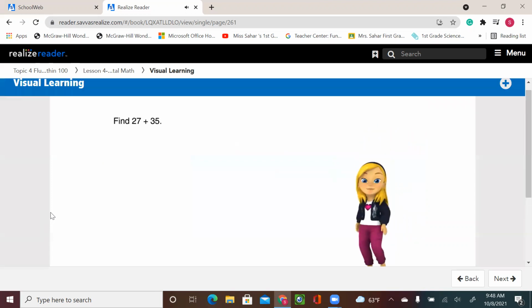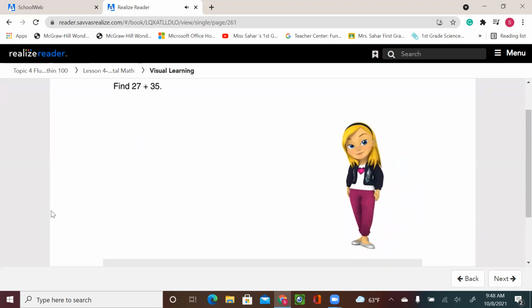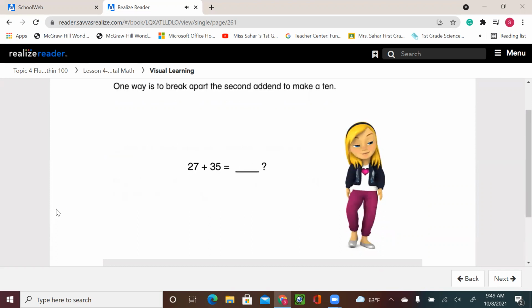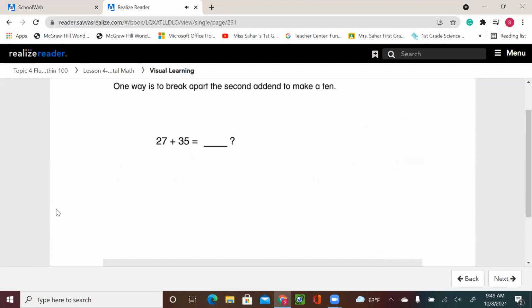Find 27 plus 35. You can break apart numbers in different ways to add mentally. Breaking apart numbers means to separate them into parts. Breaking apart numbers makes it easier to add numbers in your head. One way is to break apart the second addend to make a 10. What can you add to 27 to make a 10?